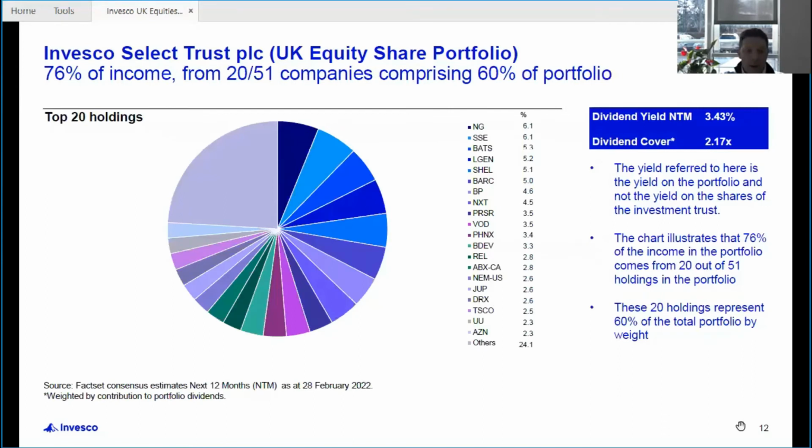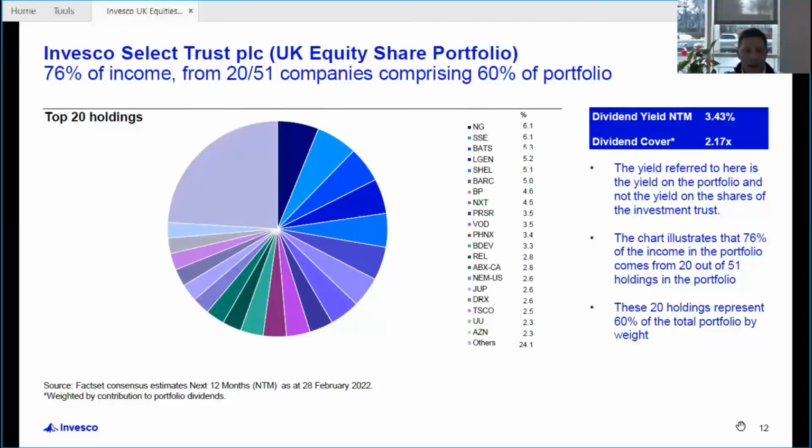Now, I talked about income earlier. This pie chart here shows the breakdown of the forecast dividend for the portfolio. The forecast yield, so just to be very clear, this is on the portfolio, not on the shares. It's before the impact of gearing. But over the next 12 months, the forecast yield is 3.4%. It's well covered, and as hopefully this pie chart shows, it's well diversified.